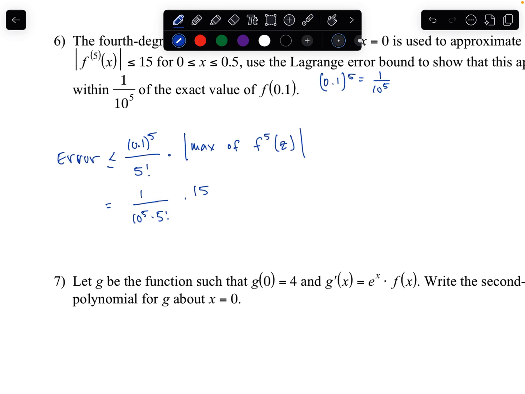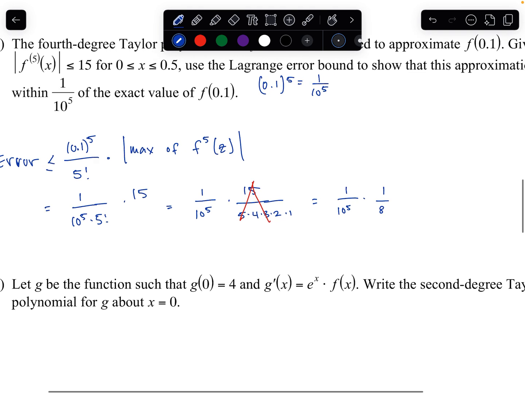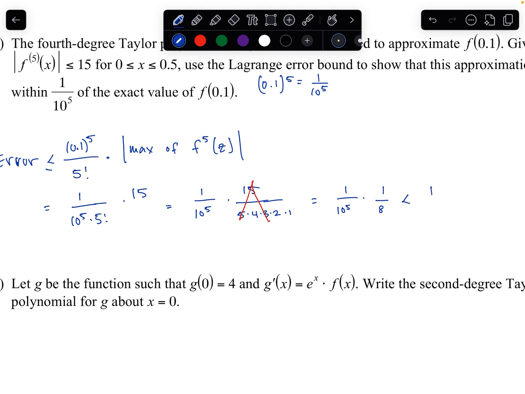Well, here's the thing. 1 over 10 to the fifth, I'm just going to keep it as 1 over 10 to the fifth, times 15 over, I'm going to just use the commutative law and move this over. Well, 5 factorial is 5 times 4 times 3 times 2 times 1. And that would cancel with the factors of 5 and 3. So this would be equal to 1 over 10 to the fifth times 1 over 8. Now, this has to be less than 1 over 10 to the fifth.